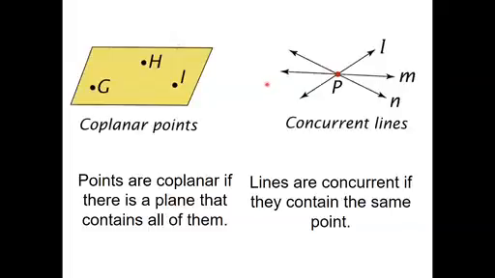If I were to, well, I might as well do it. If I were to draw another line up here, whoa, that's not very good. Is that concurrent at all? Well, it is with this one because they intersect. They contain the same point. And it is with this one right here because they contain the same point, but not with all of them. L, M, and N are concurrent because they contain the same point. Get rid of that.